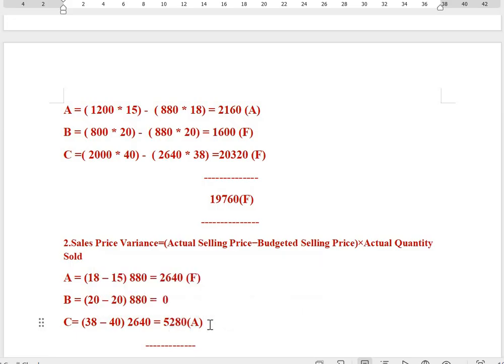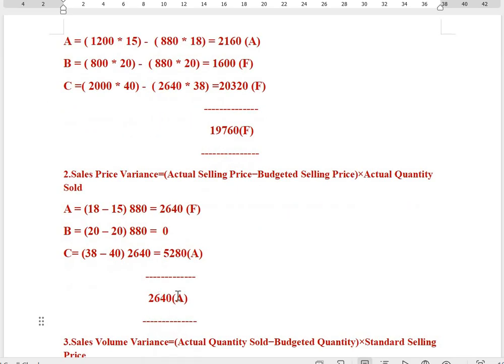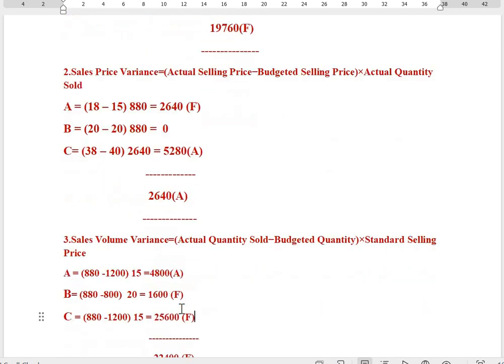Here one is favorable and another is adverse. Which is the higher value? The adverse value is higher, so the answer is adverse only. We put a minus sign, that is adverse. Then the sales volume variance.